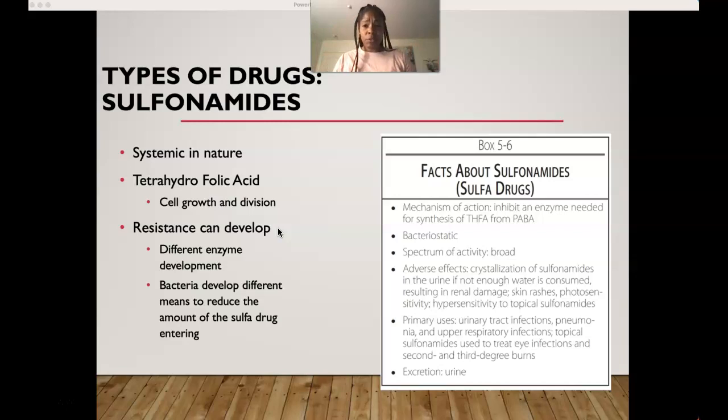One of the things about the sulfonamides is that resistance can develop to them. In other words, a different type of enzyme could develop that could also fuel tetrahydrofolic acid, right? And then your bacteria develop different means to reduce the amount of sulfa drug entering into the body. So you can develop a resistance to the sulfonamides in different ways.